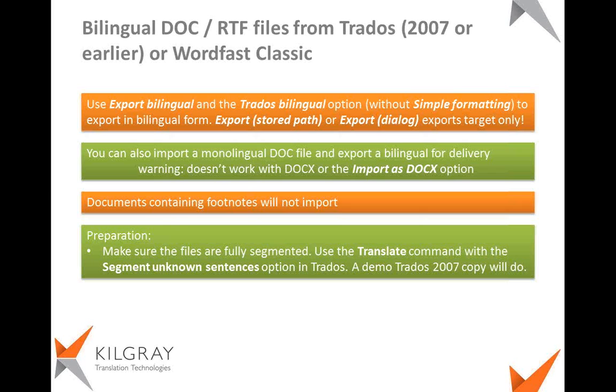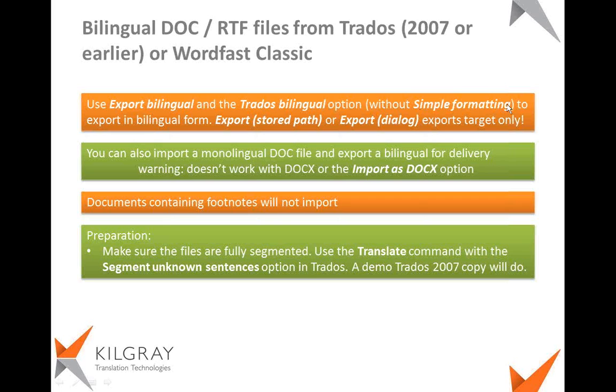Once again, you import these files using the add document or add document as command. This is not listed here. And when you export, you have two choices. You can either export a bilingual file, which is the same format as you got, or you can export a target language format, which is monolingual. So if you need to deliver the bilingual format, this is the case when you need to use the export bilingual command and choose the Trados bilingual option.